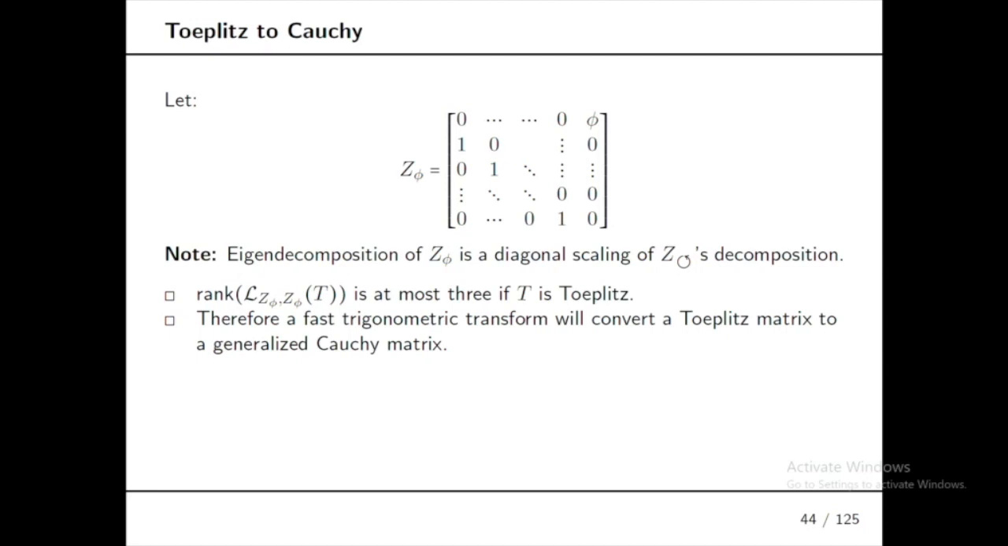And the good thing is that if I pick Z phi, I can still compute the eigendecomposition of Z phi in terms of the FFTs. Therefore, by applying FFTs to the P and Q, I can convert a Toeplitz matrix to a Cauchy matrix, right? Because once A and B become diagonal, the generalized Cauchy matrix becomes a Cauchy matrix at the cost of 1 FFT, which is n log n operations.